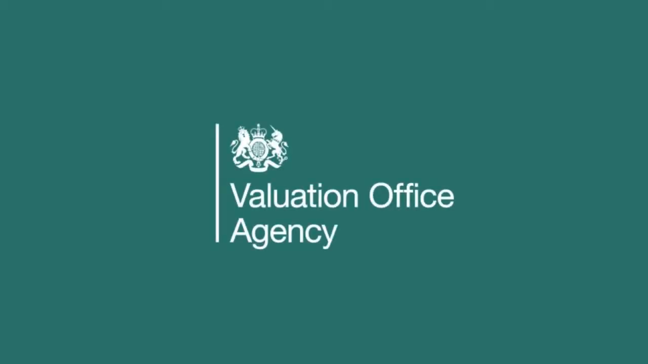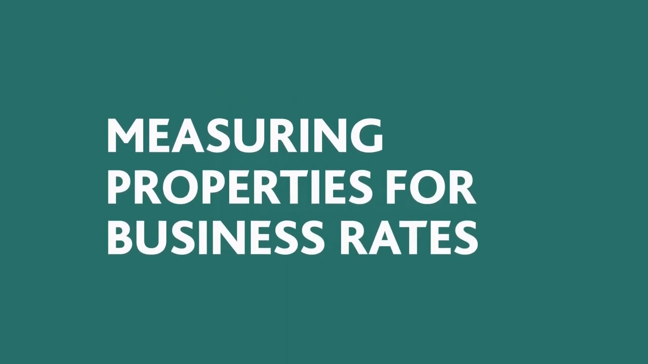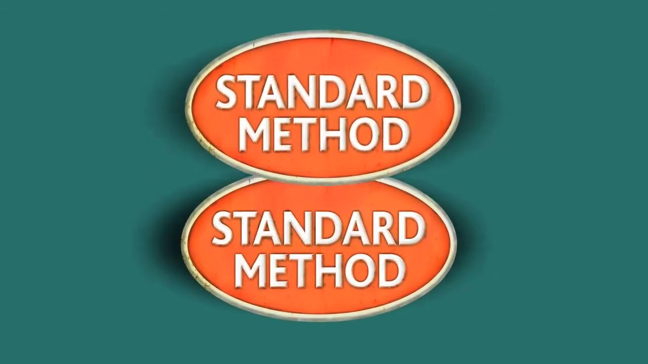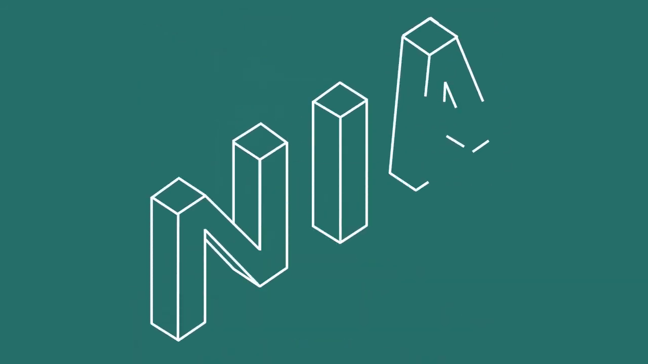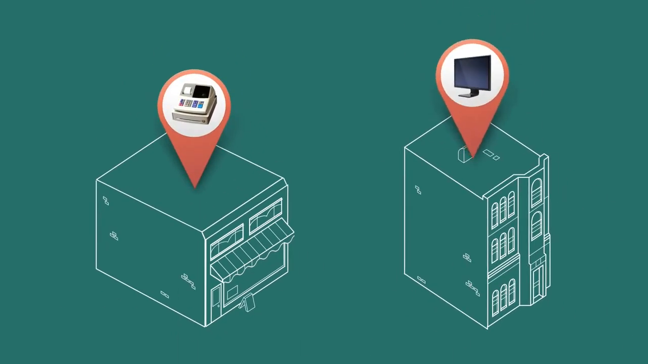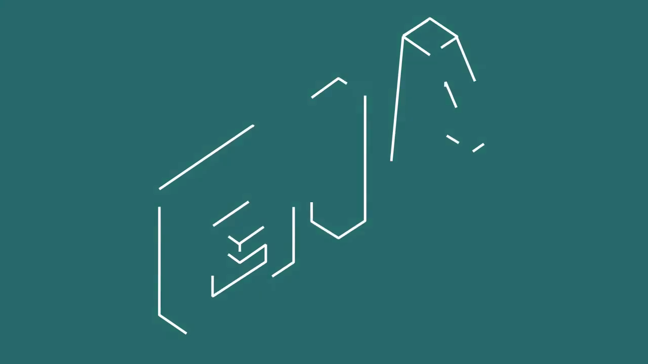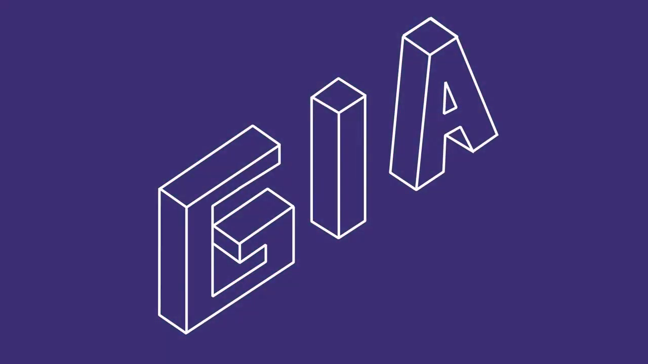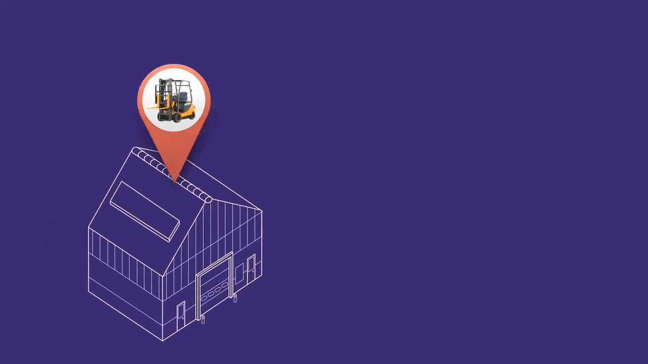How does the Valuation Office Agency measure your property for business rates purposes? We use two standard methods to measure properties for business rates. We normally use the net internal area, or the NIA, for shops and offices. We use the gross internal area, or the GIA, for industrial units like warehouses and factories.